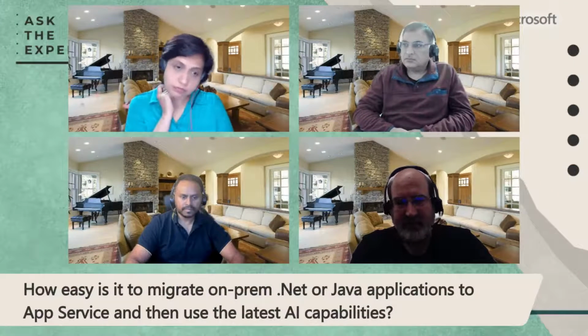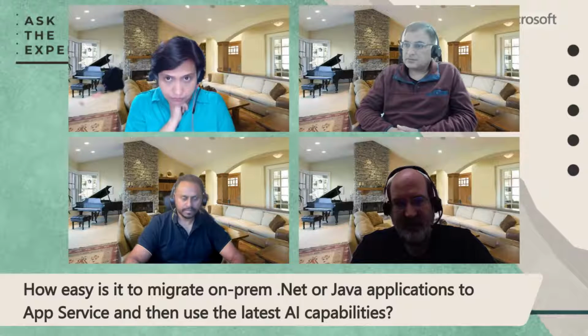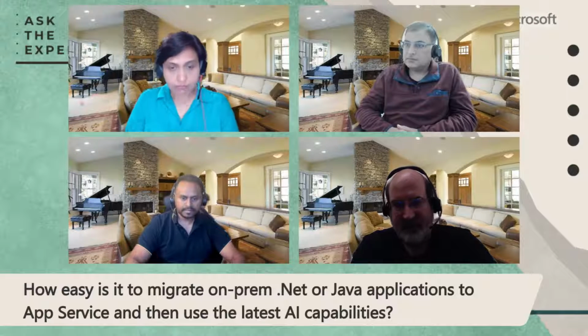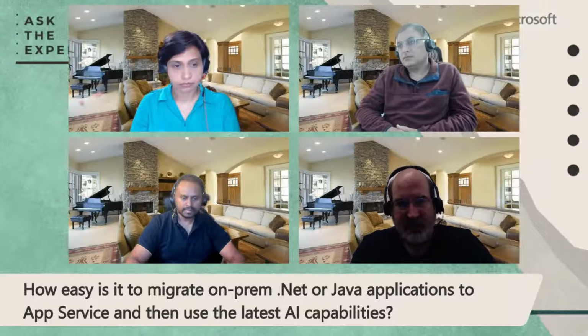Let's see here. Okay, so there's a first one, just looking through some of the items, saying, hey, how easy is it to, for example, migrate a .NET or a Java app to App Service and then plug in AI capabilities? So I'll tell you what, I've got a couple of, again, our product experts here. Gaurav, I was going to say, you know the ins and outs of migration. Can you speak to that for a little bit?